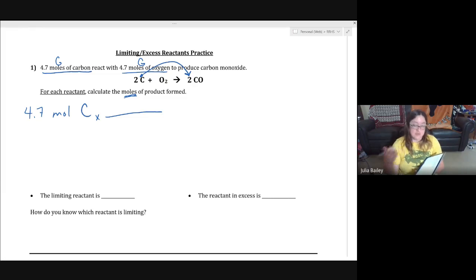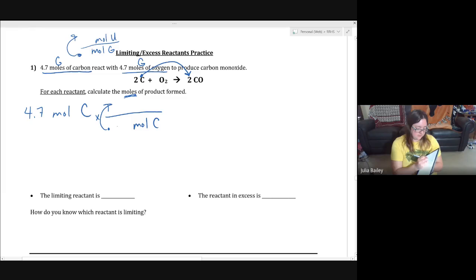Start with your given, draw your fraction. What goes up must come down. So moles of carbon will go on the bottom of that fraction, and then your unknown should go on top. Remember, the fractions for your mole bridge should always have moles of given on the bottom and moles of unknown on top. Moles of your unknown always go on top.